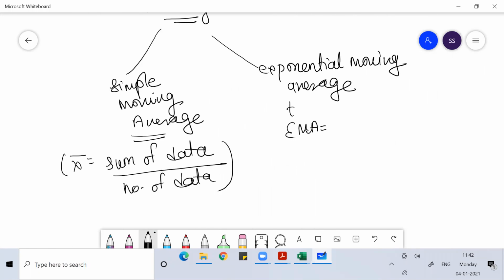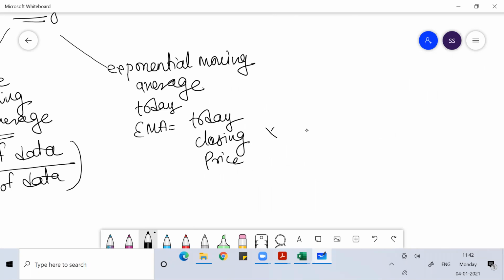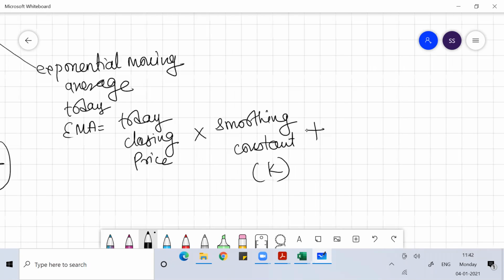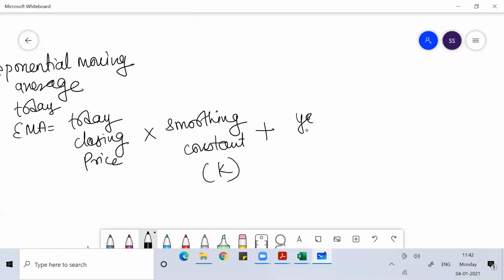So the formula for today's exponential moving average is equal to today's closing price into the smoothing constant, which we normally represent with the symbol K, plus yesterday's exponential moving average into 1 minus K.